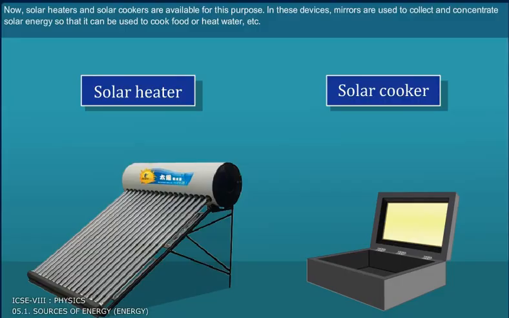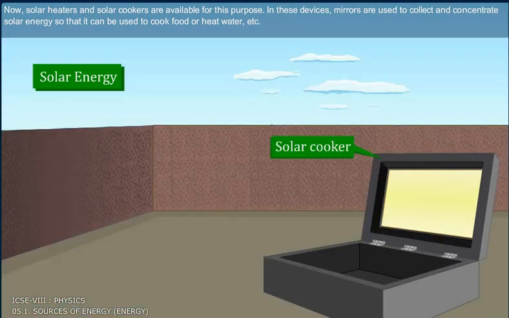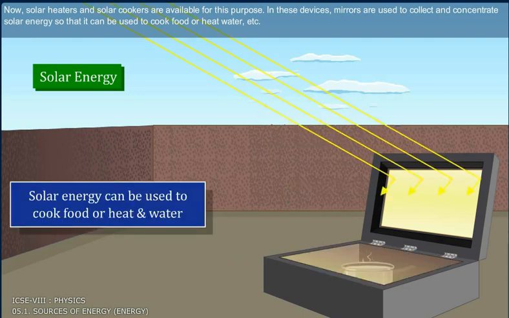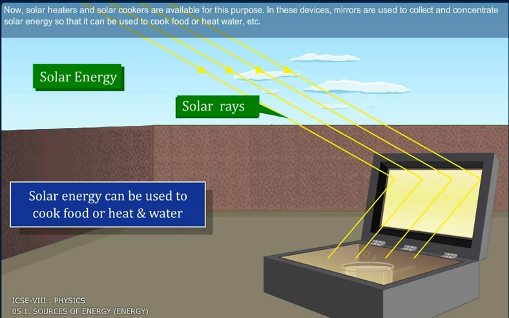Now, solar heaters and solar cookers are available for this purpose. In these devices, mirrors are used to collect and concentrate solar energy so that it can be used to cook food or heat water, etc.